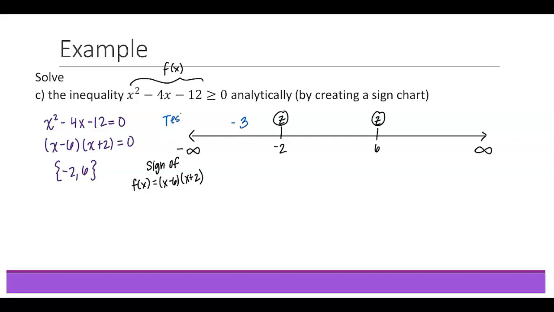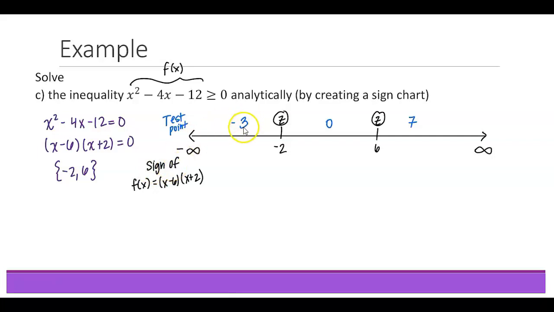So up here, these are going to be my test point values, my testing values. Between negative 2 and 6, the easiest value to choose would be 0. 0 is definitely between negative and positive. And in between 6 and infinity, I'm going to choose 7. So these test points, what we do is we substitute them into the function. I want to know the sign of the function. Is the function positive or negative?